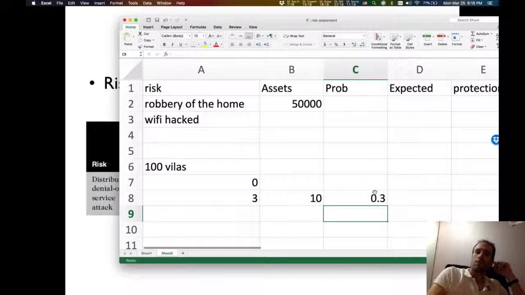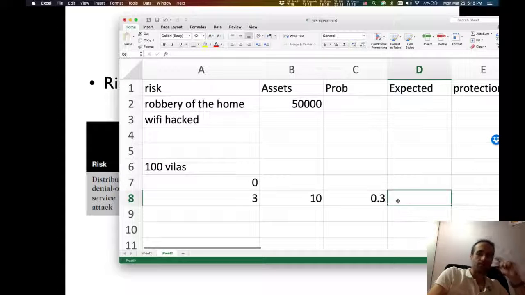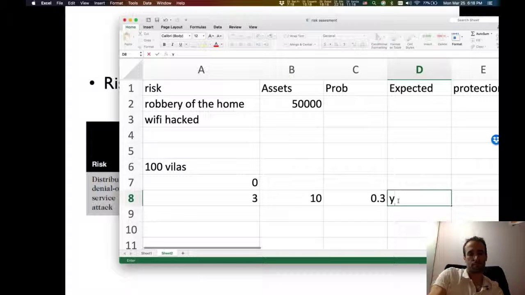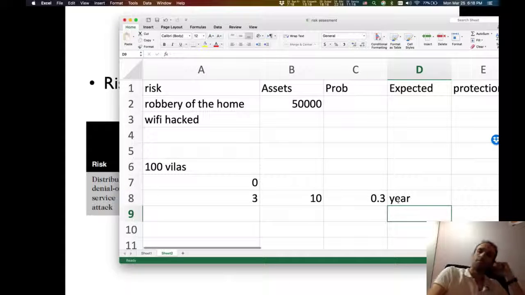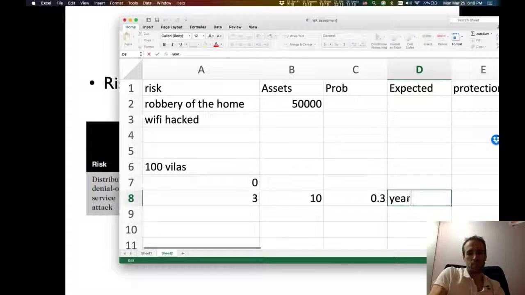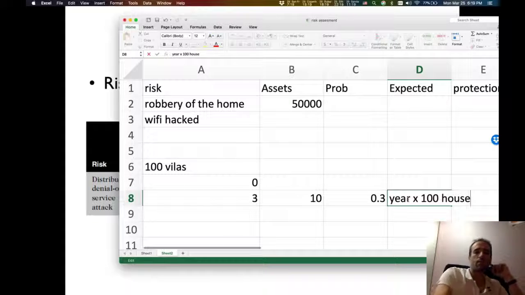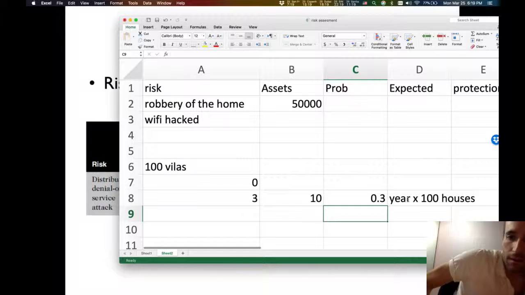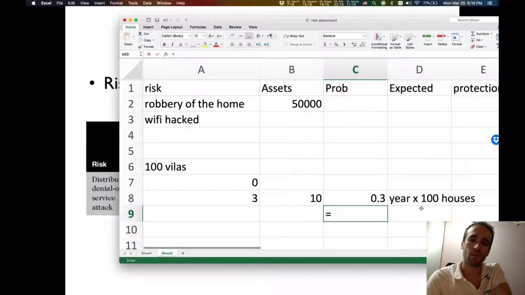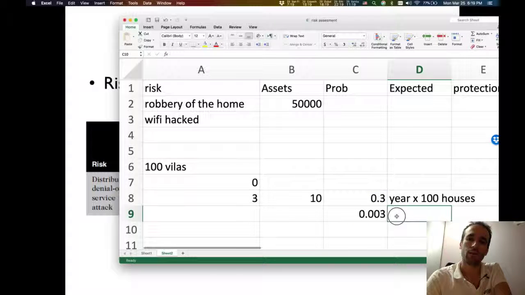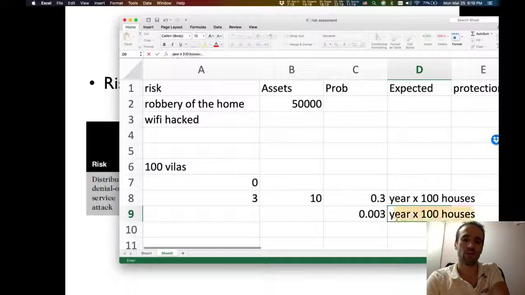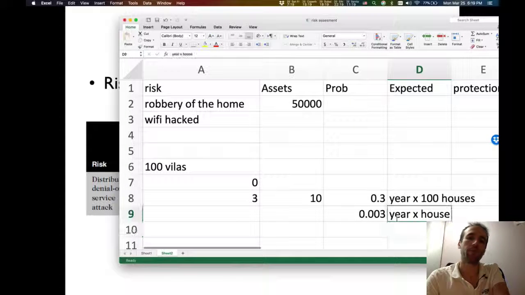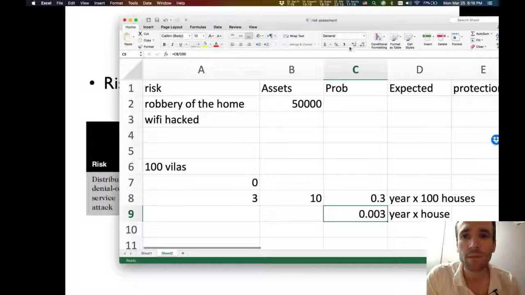That means 0.3 robberies per year. Yes, per year, per 100 houses, because that's the number of houses we have in my neighborhood. So what's the probability that my house will be robbed if we assume all the houses are the same? So that means 0.3 divided by 100. So that's the probability that my house will be robbed in 1 year. So that's the probability of a house being robbed per year. And if I convert to probability in percentage points, that becomes 0.3%.